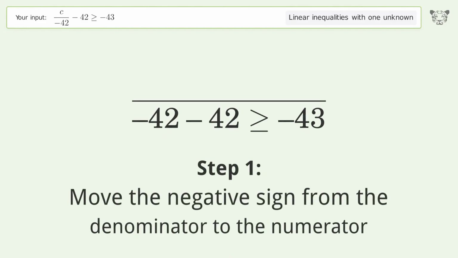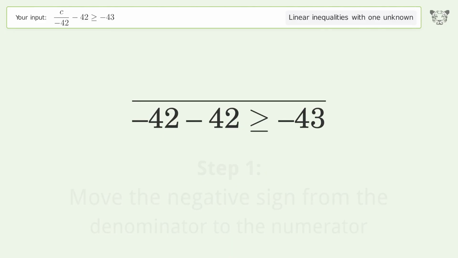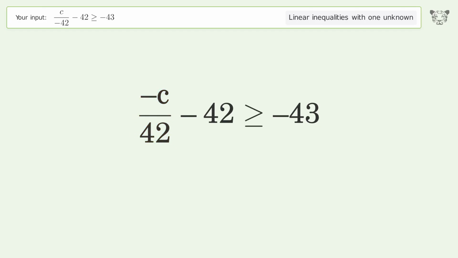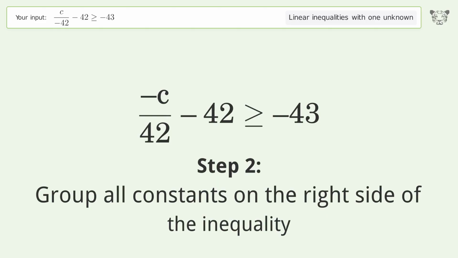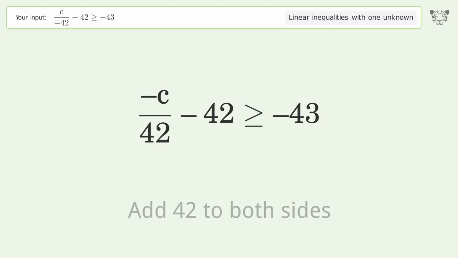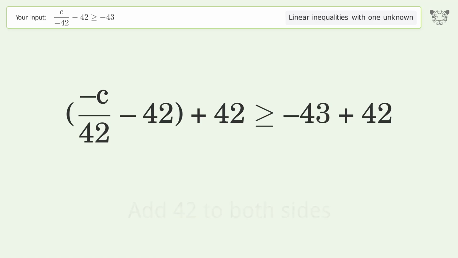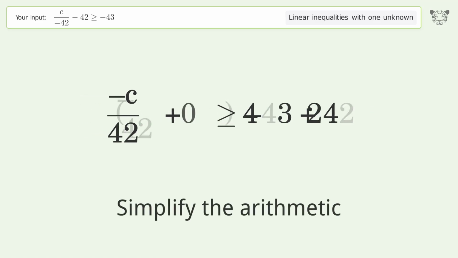Move the negative sign from the denominator to the numerator. Group all constants on the right side of the inequality. Add 42 to both sides. Simplify the arithmetic.